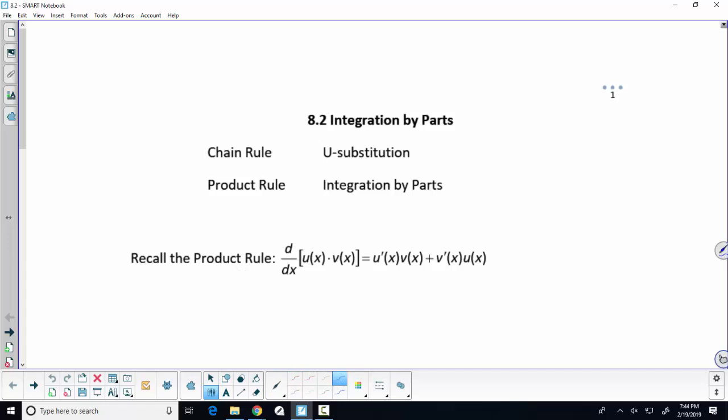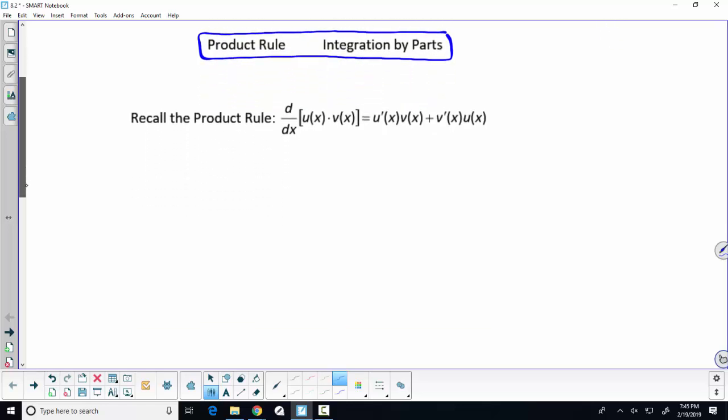So here in 8.2, we're going to look at the reverse of the product rule, which is called integration by parts. We can establish the formula for integration by parts just like we establish any antiderivative formula. We start with the derivative of a function, and then we take the antiderivative of both sides and work through that. So that's what we're going to do here.